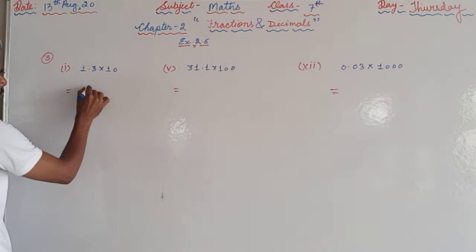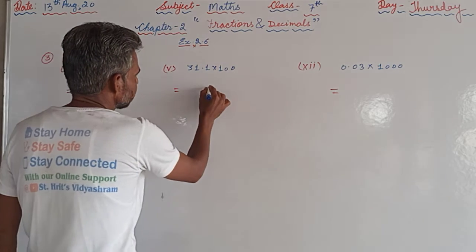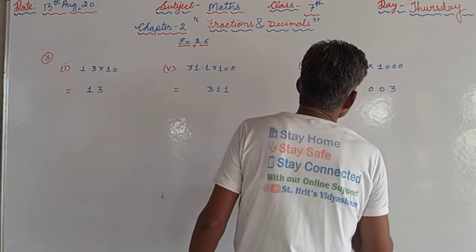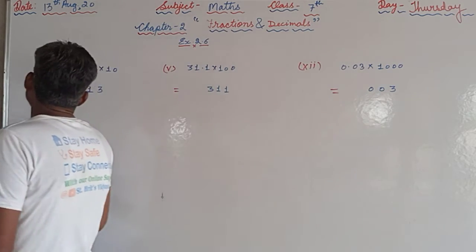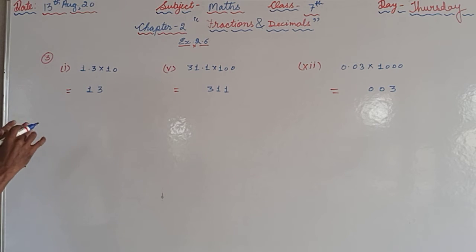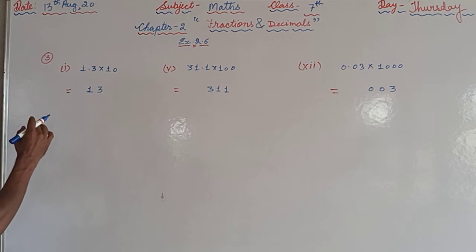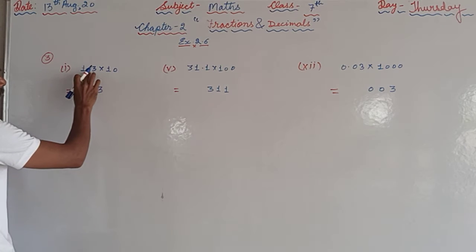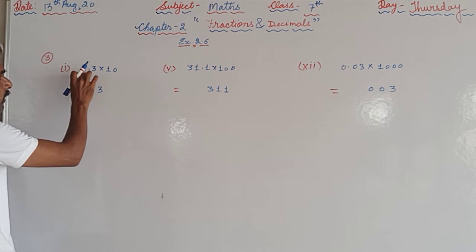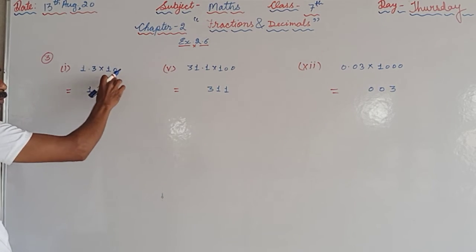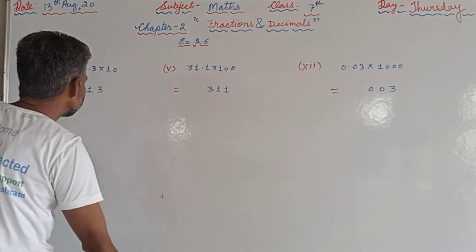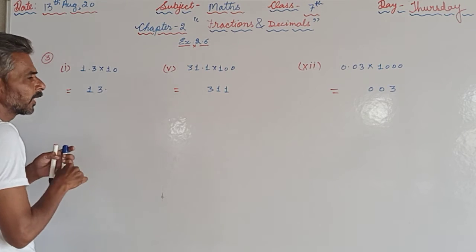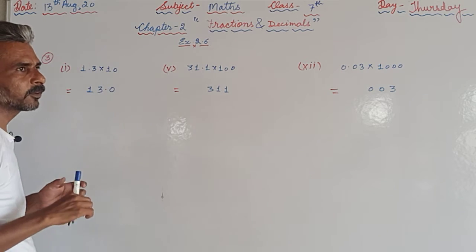We will write the number as it is without the decimal. If you multiply by 10, 100 or 1000, the decimal will move towards the right hand side. So how many digits are there after the decimal? 1, means the decimal is here. And how many zeros are there? 1. So the decimal will move one place to the right hand side, means it will come here. And after the decimal we are supposed to place 0 if nothing is there.